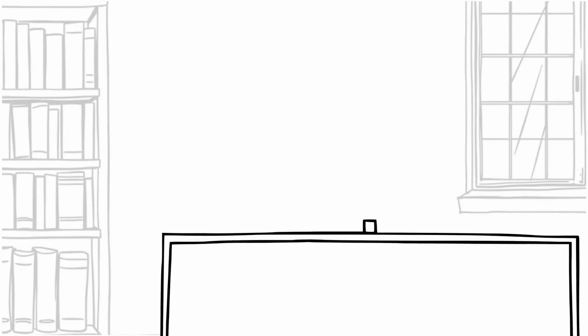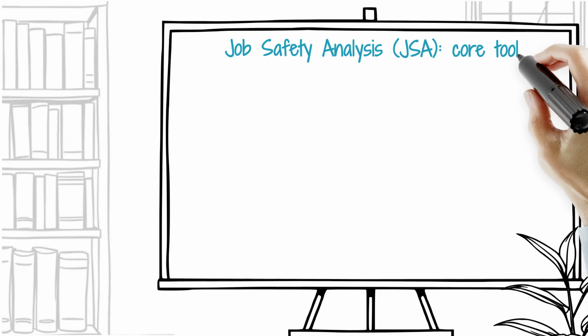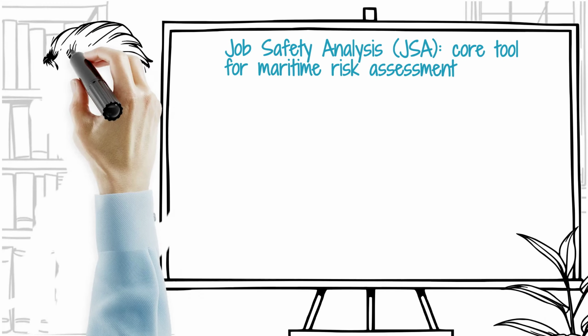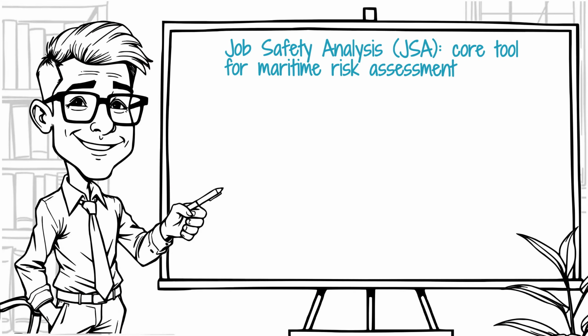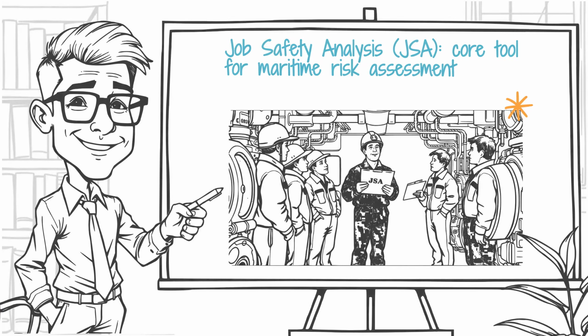We're going to explore some of the most effective and commonly used techniques in the maritime industry, starting with perhaps the most fundamental, the Job Safety Analysis, or JSA. The JSA is a systematic examination of a job or task to identify potential hazards, determine the best way to prevent accidents, and implement safety control measures.